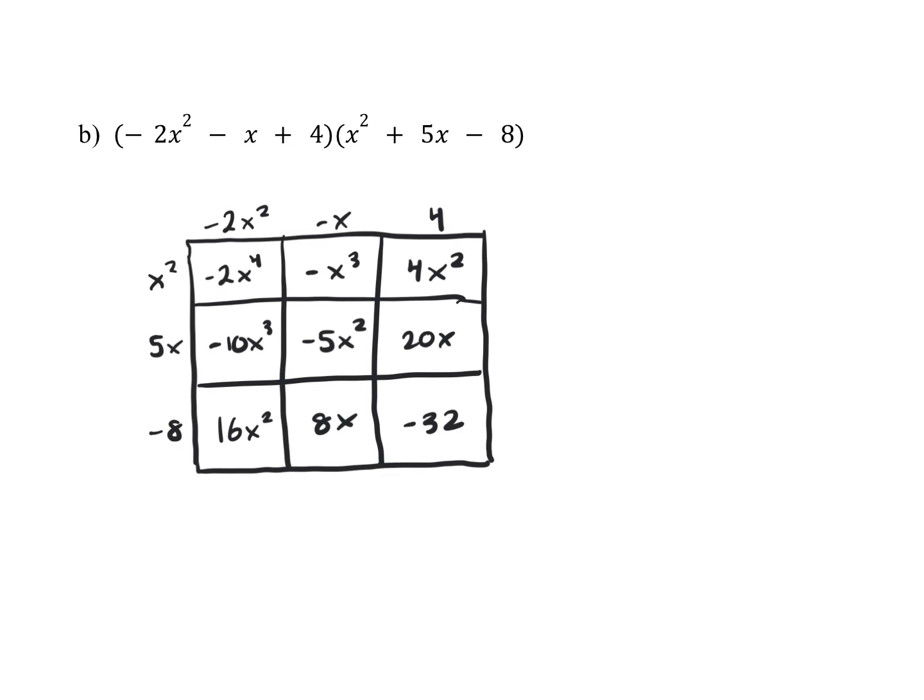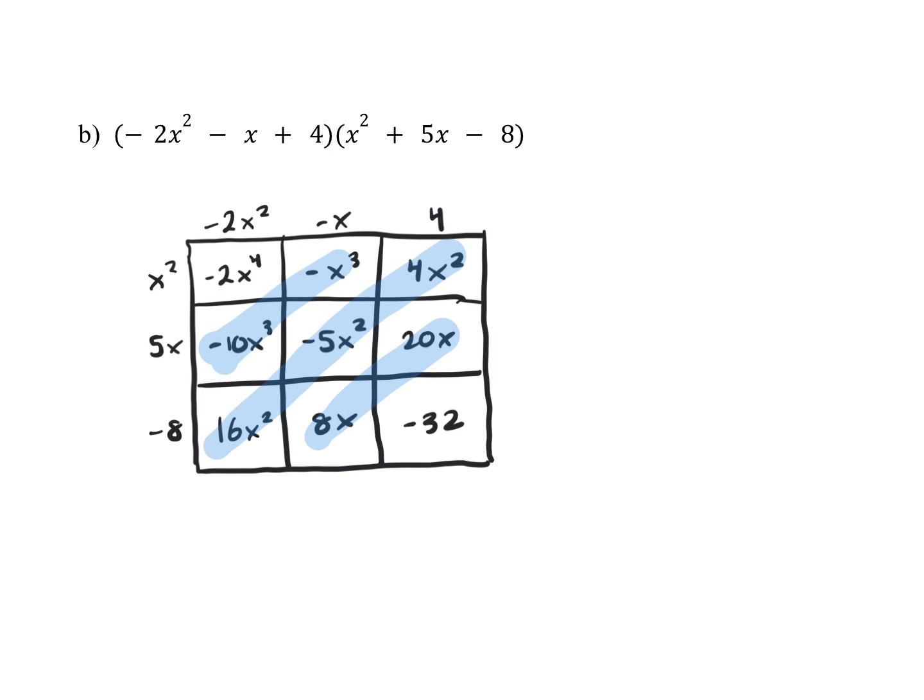So the box method, you're doing the same amount of work. It's just a nice way to keep your work organized, and you're just doing one thing at a time. And when you have polynomials with the same exponents going across, it actually makes it really easy to combine like terms.